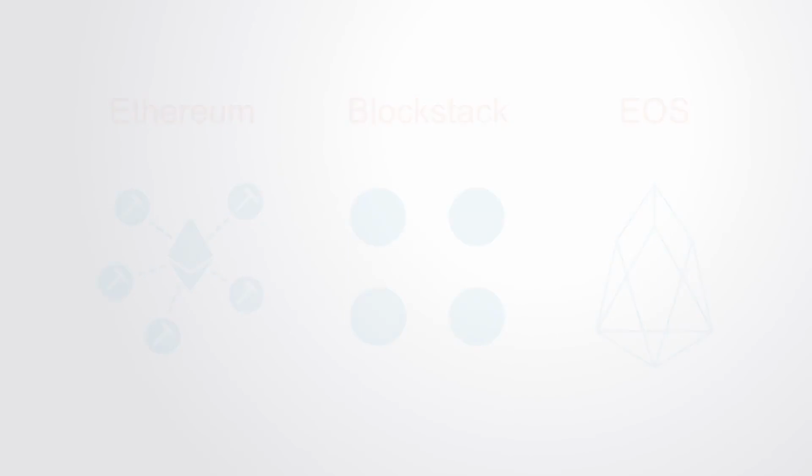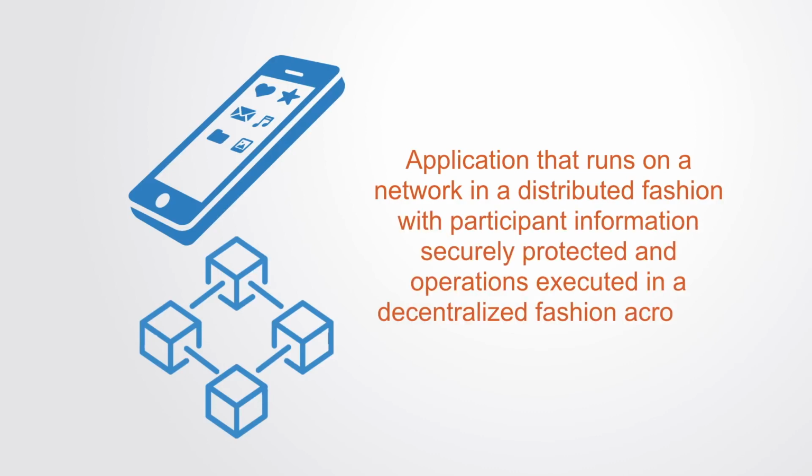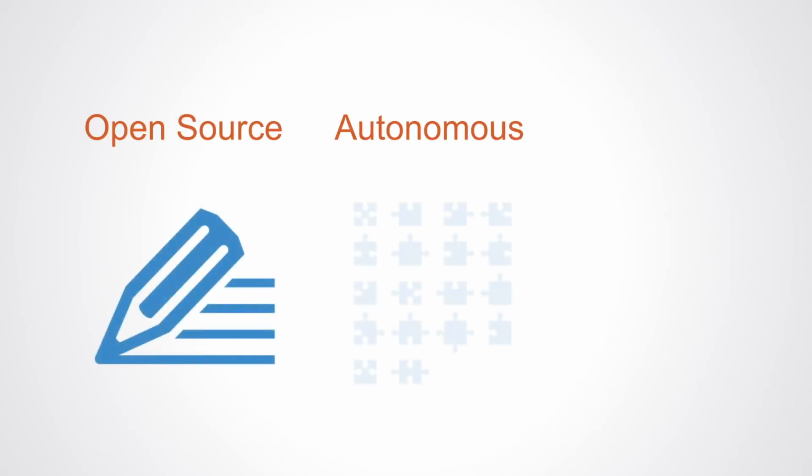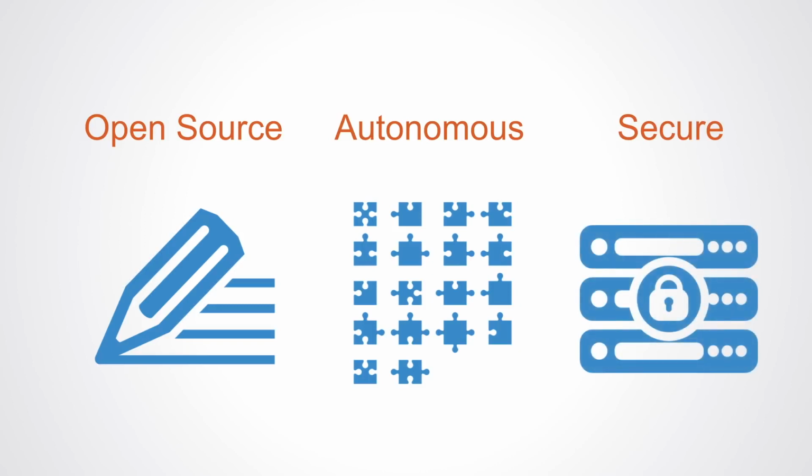Our working definition of a dApp is an application that runs on a network in a distributed fashion, with participant information securely protected and operations executed in a decentralized fashion across a network of nodes. dApps use open source code, operate autonomously with data and records cryptographically stored on a blockchain.